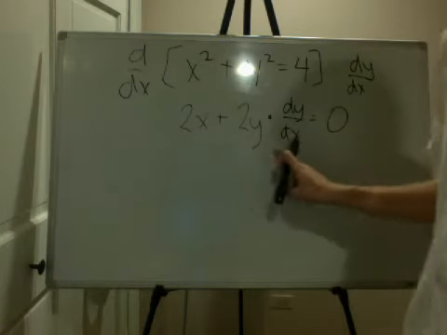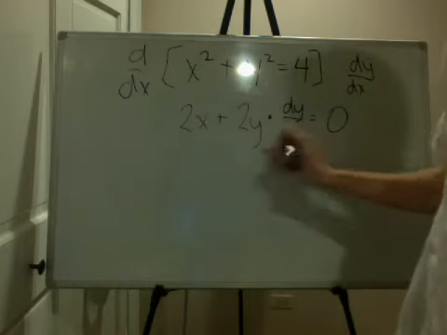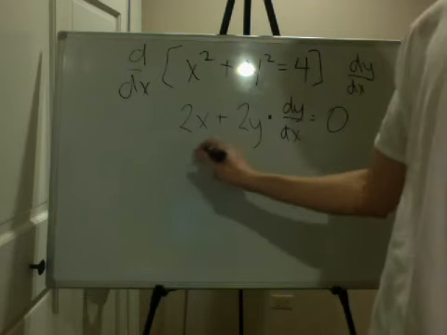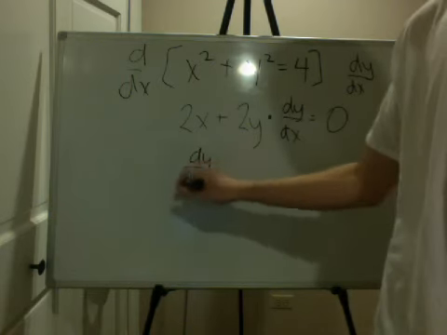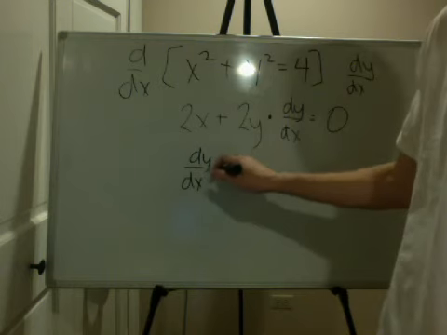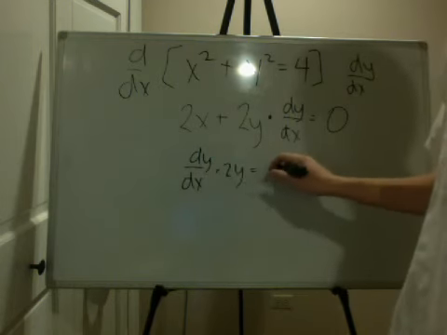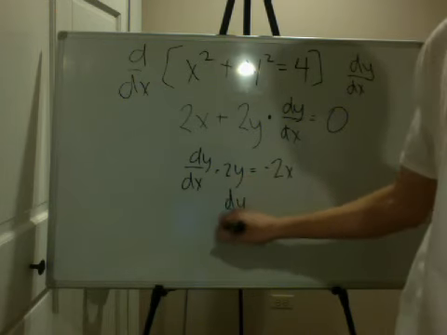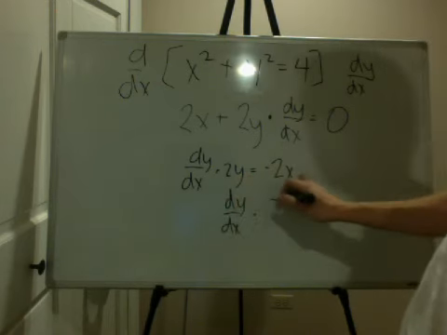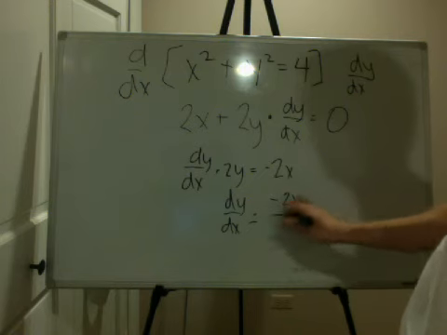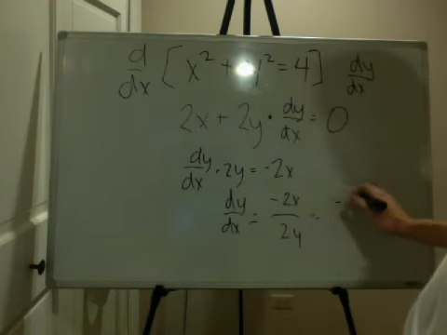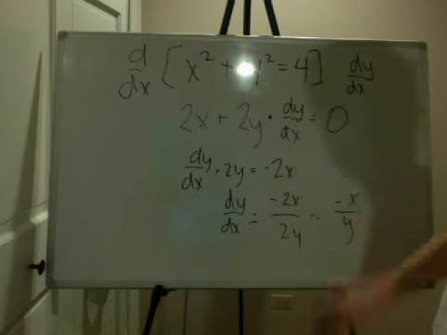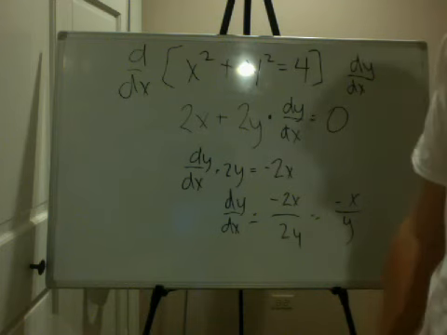So now all you have to do is solve it for dy/dx, that's what you're looking for. So dy/dx times 2y equals negative 2x, and dy/dx equals negative 2x over 2y, or just negative x over y. And that right there is basically the derivative of a circle.